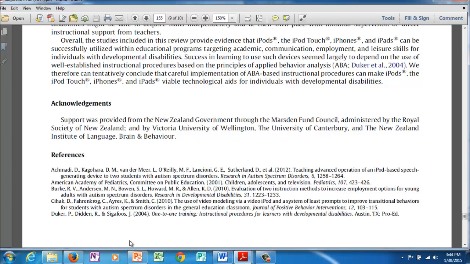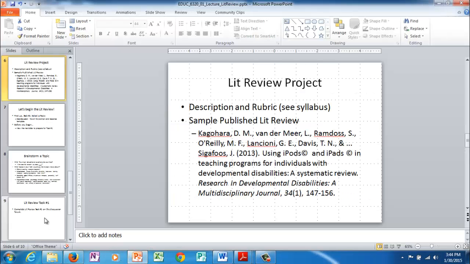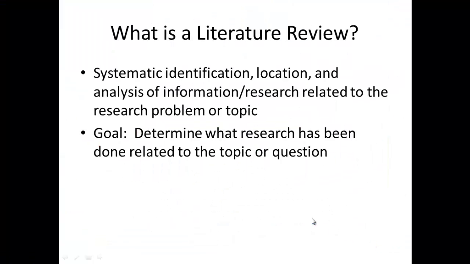And that's what a literature review is. So if we go back and look at our presentation, it is a systematic location, identification, and analysis of other research related to your topic. So you're going to find articles, summarize them, and draw conclusions about the state of the research in that topic. Okay, so hopefully after this presentation you understand what a literature review is and what you are doing with a literature review.